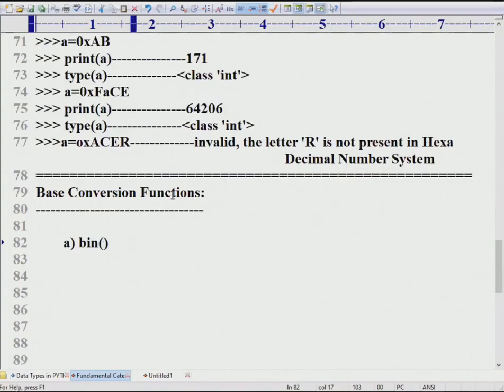Don't write. First understand the topic. Bin off. Next is Oct off. Next is Hex off. Do you have something like Dec off? No, we don't have that.